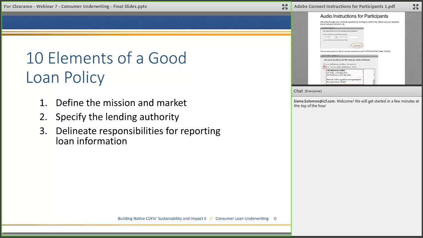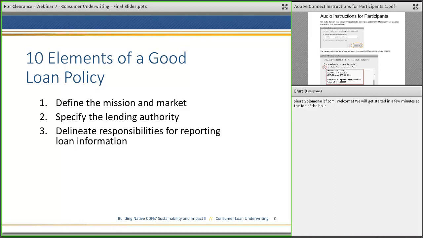Number 3, delineate responsibilities for reporting loan information. In here is where you would specify what reports you are going to prepare for your lending department or your lending activities. Some examples would be a portfolio report, an aging, a watch list, capitalization for lending capital. Who are the reports for and who reviews them? Are they for internal purposes only? Are they for your board of directors? Are they for your loan committee? Are they for management? Are they for external funders? All of that should be specified under number 3.